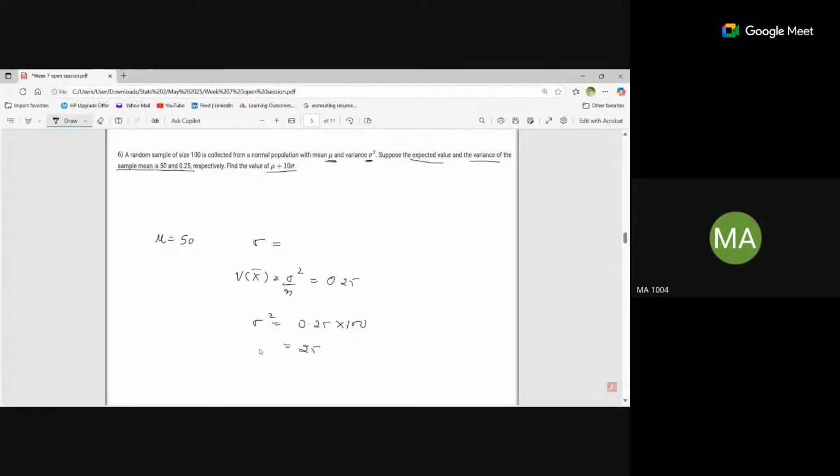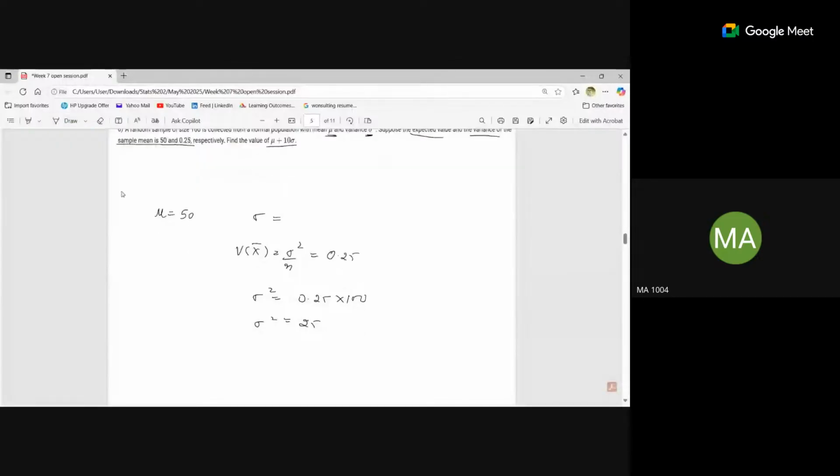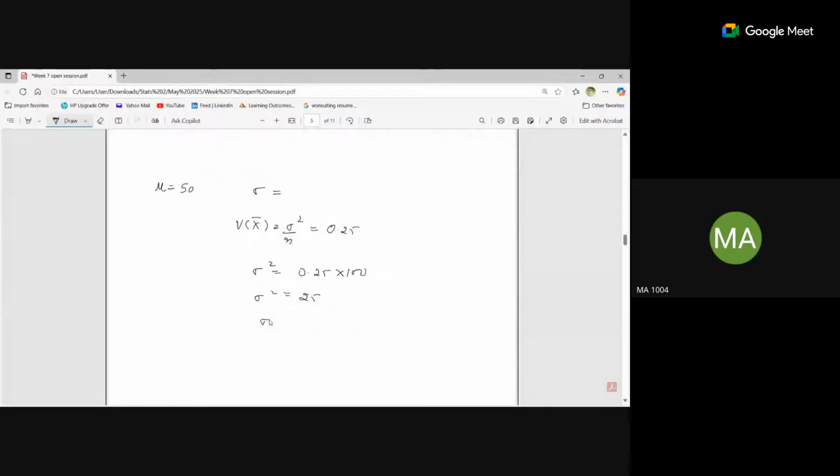So basically sigma square will be what? 0.25 into 100. So my sigma square is 25. So basically I got sigma as 5, and mu is 50. So mu plus 10 sigma will be equal to 50 plus 10 into 5, which will be 100. Fine? Yes, ma'am.